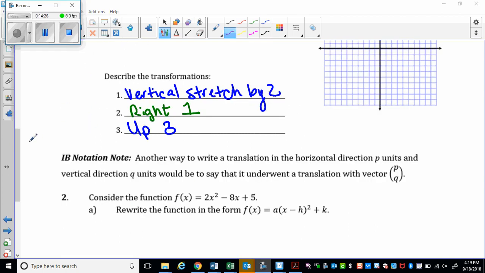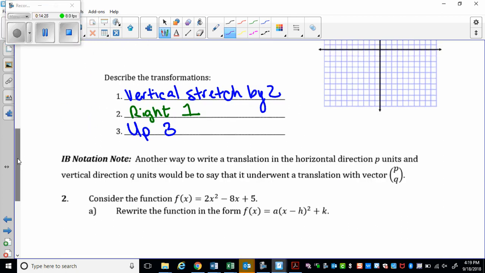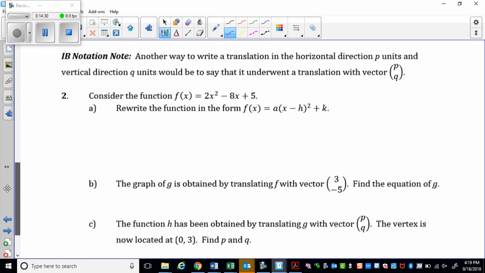Alright guys, I was going to let you finish this, but I want to try this one just because of the vectors. I want you to see what this would look like. So when they're talking about a translation of a vector PQ, your P is going to be your X value, how it's going to translate to the left or to the right, and then your Q is going to be your Y value, and we need to know this, okay?